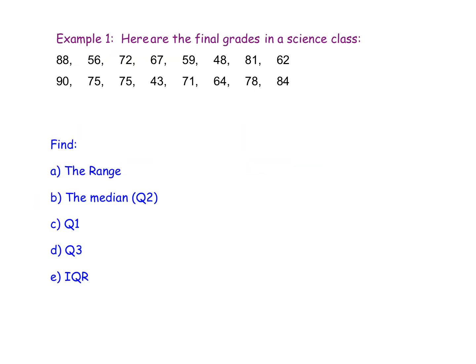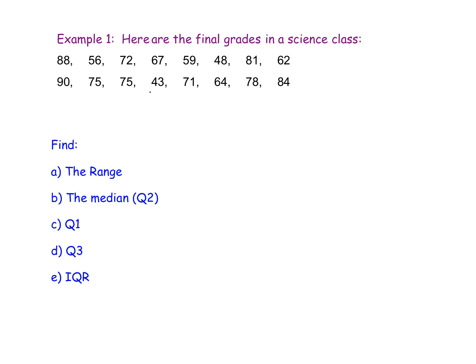So let's just do a quick review of the ones that we have talked about already. If we have our data here for final grades in the science class and we want to find the range, then we first need to locate the lowest number and the highest number, the minimum and the maximum in our data set. And so the lowest number is 43, the highest number appears to be 90, and so our range goes from 43 to 90, and what we do is subtract those two values, and we state the range as the difference between those two values.